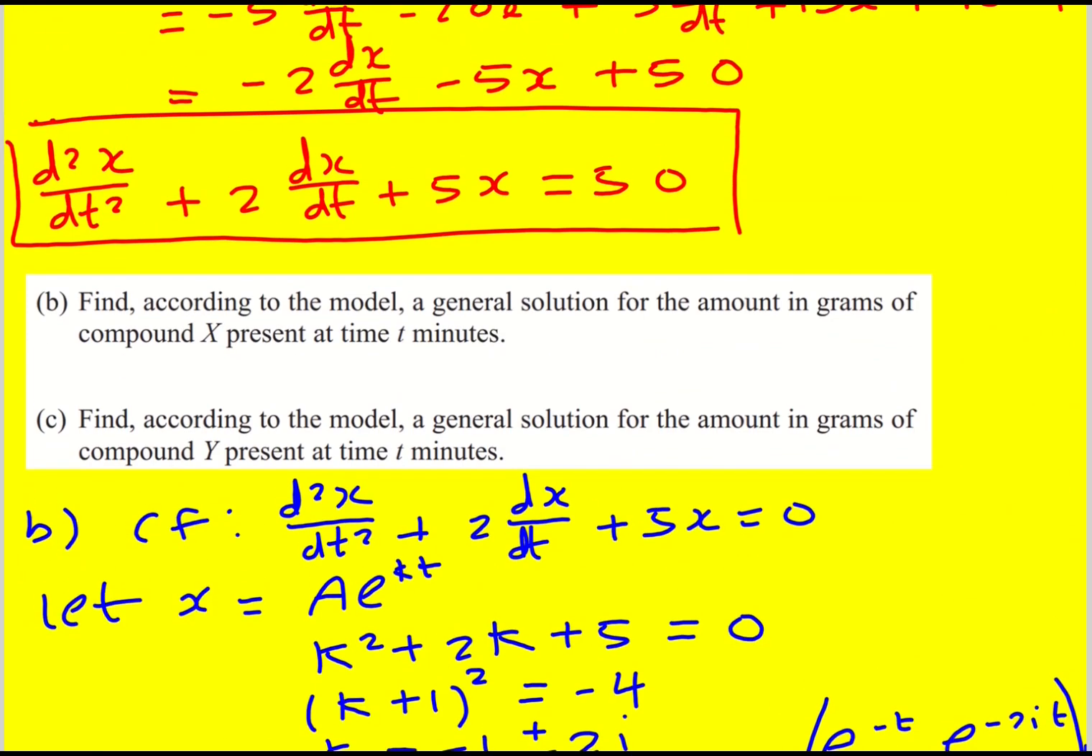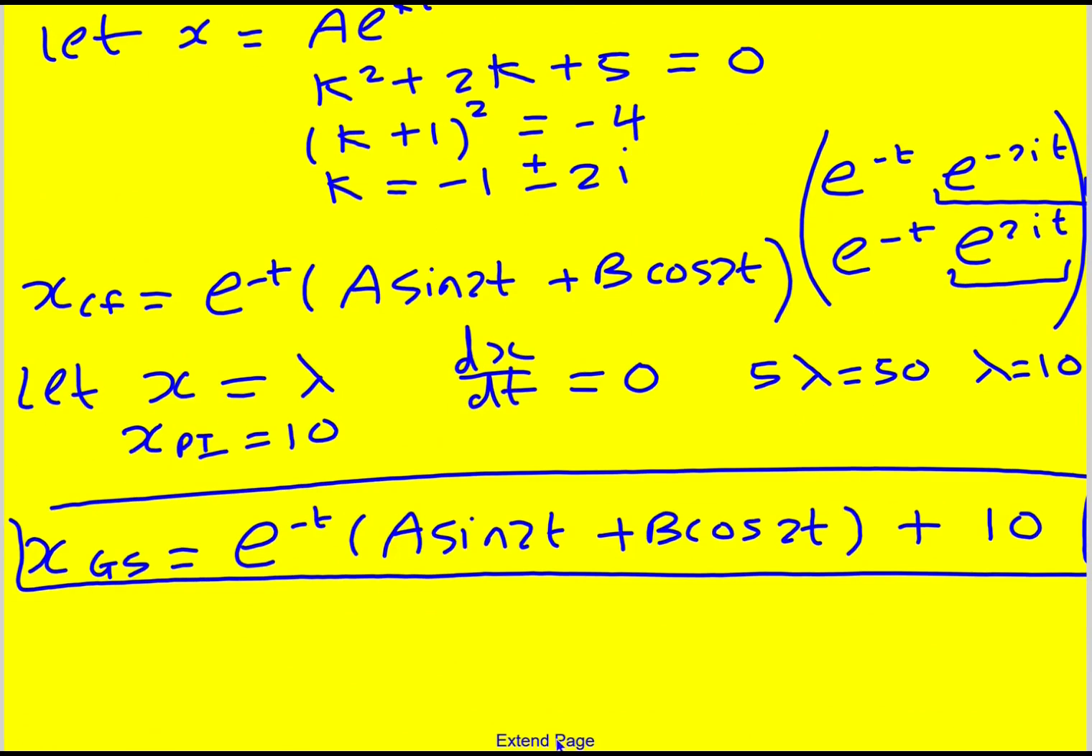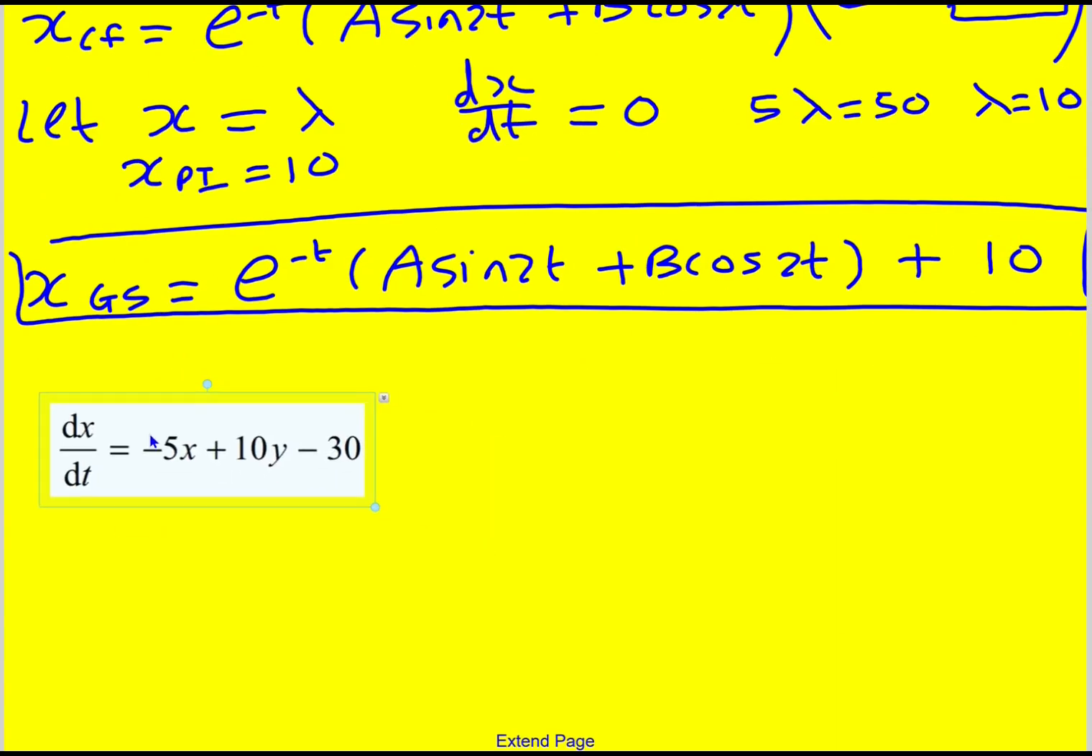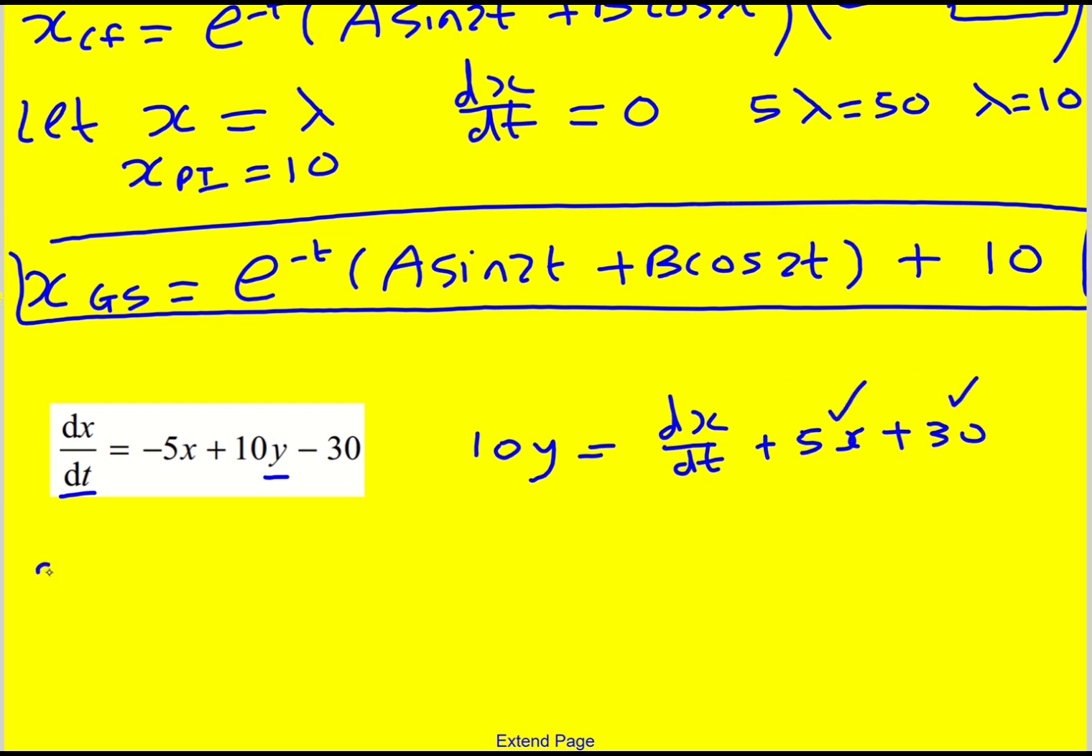Right, that was to find our general solution for x, now to find a general solution for y, but we do not need to solve another second-order differential equation. We have this right here. y is related to the derivative. It's only 3 marks, so there's still quite a lot of work to do in places where we can make mistakes. So I'm just going to rearrange this. 10y is going to be dx by dt plus 5x plus 30. Right, we know what 30 is. We've got what x is. We need dx by dt.